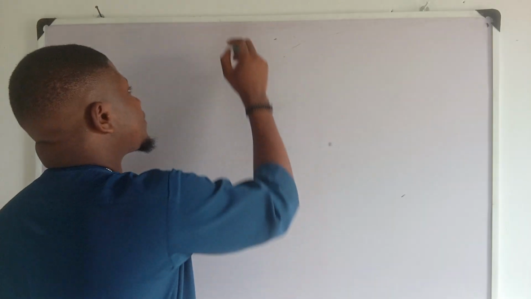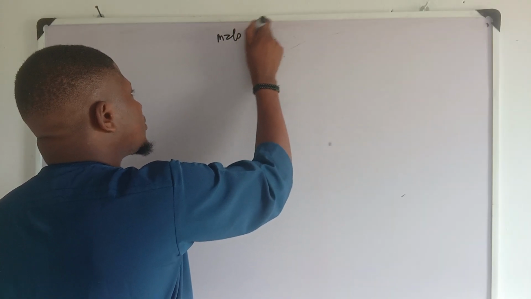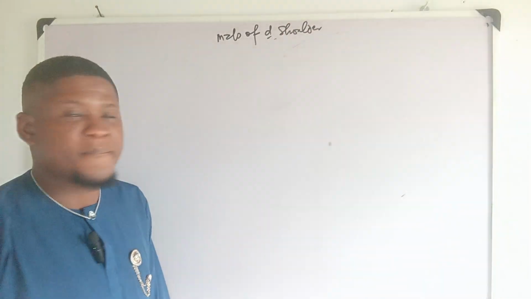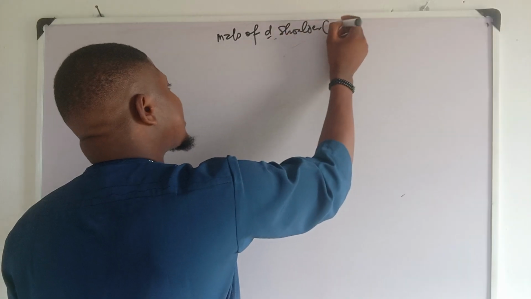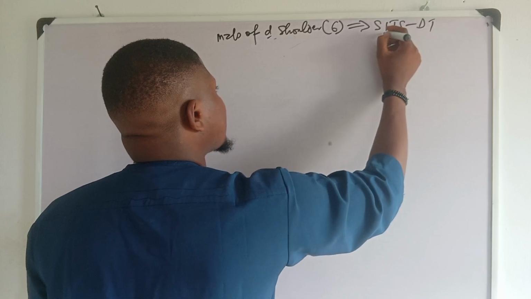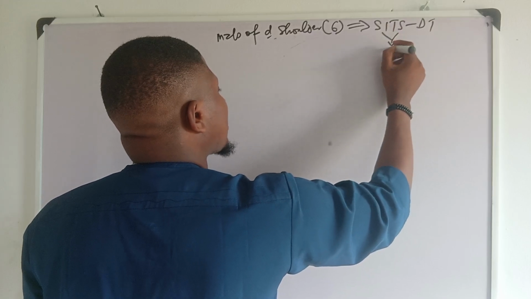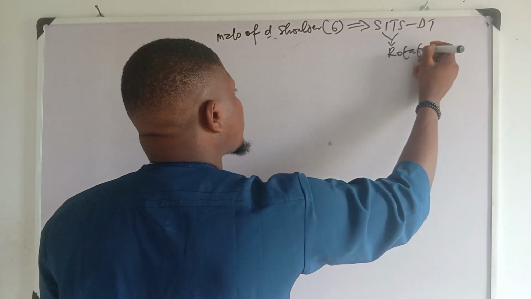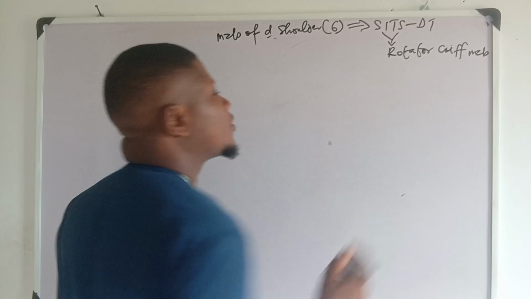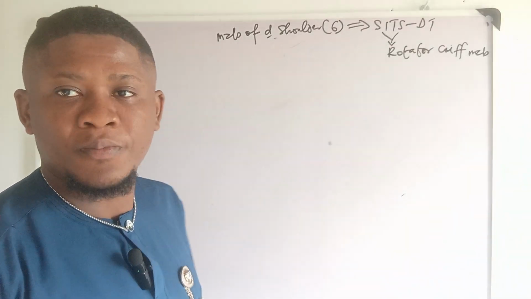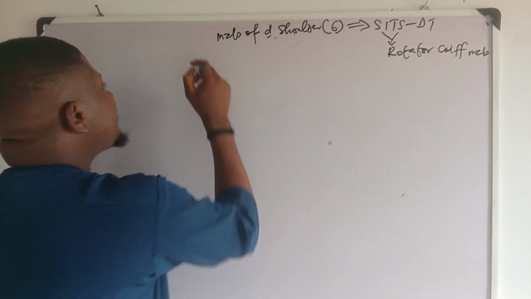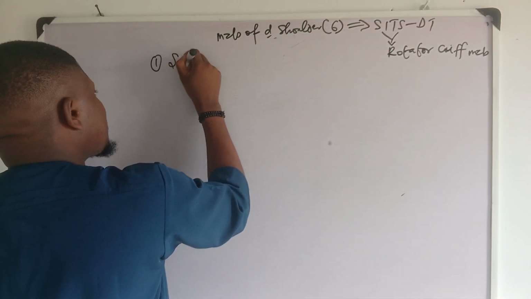So let's look at muscles of the shoulder. First of all, muscles of the shoulder are six, and I call them 6GT. These six are called rotator cuff muscles. Okay, so let's continue. The first one here, let's start with supraspinatus.